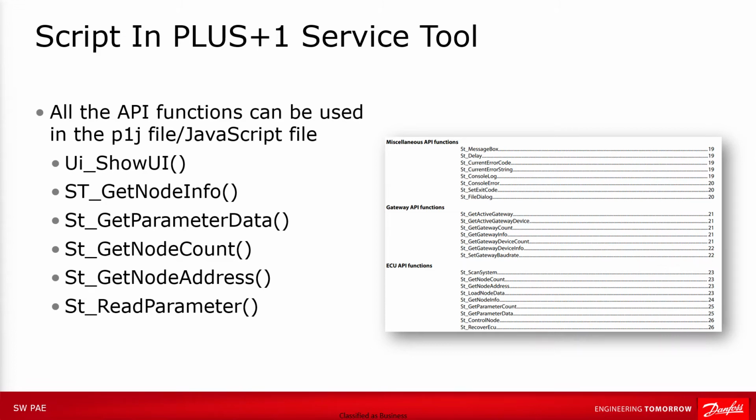For example, ShowUI generates a window in the Service Tool. GetParameter data is used to get the ECU parameter information. GetNode address is used to get the node address of an ECU. And readParameter is used to read the value of a parameter.